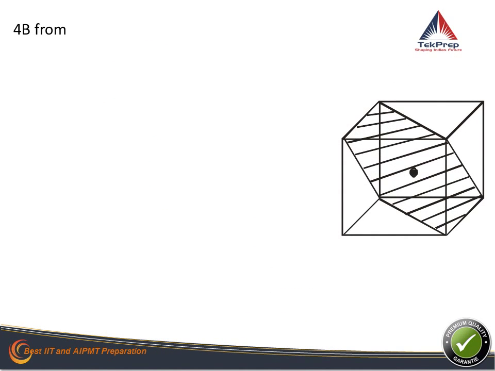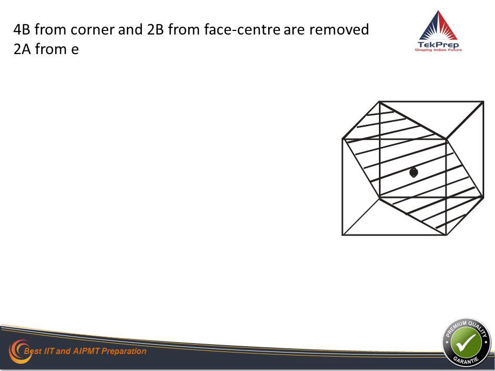So in this rock salt structure, if we remove the atoms of both the components along the diagonal plane, we get to remove 4 atoms from the corners, 2 atoms from the face center, and 2 atoms of A from the edge center. So let's see what are the contributions, and finally whether we arrive at option A as the right answer.